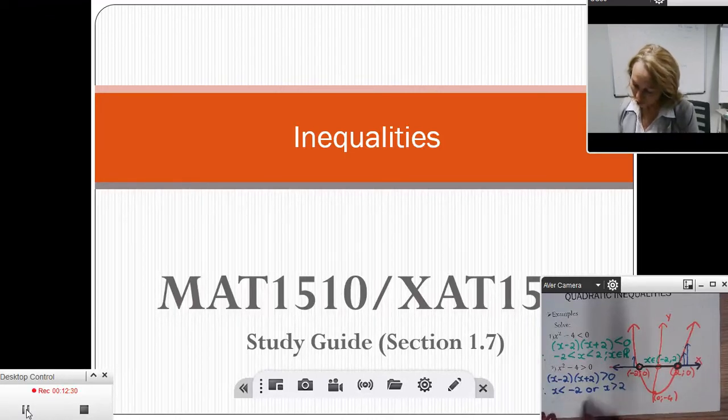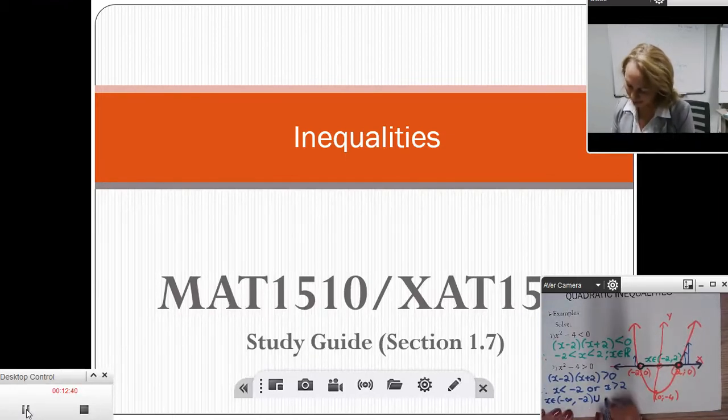All right, so if you want to write this in interval notation, you can say x is an element of (-∞, -2) union (+2, +∞). The union sign is used for or, and then the intersection, as in the previous example, is for and.